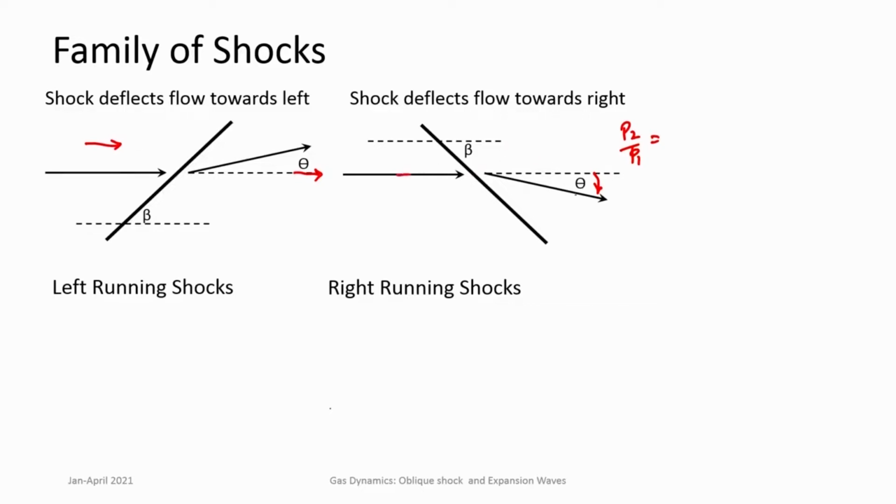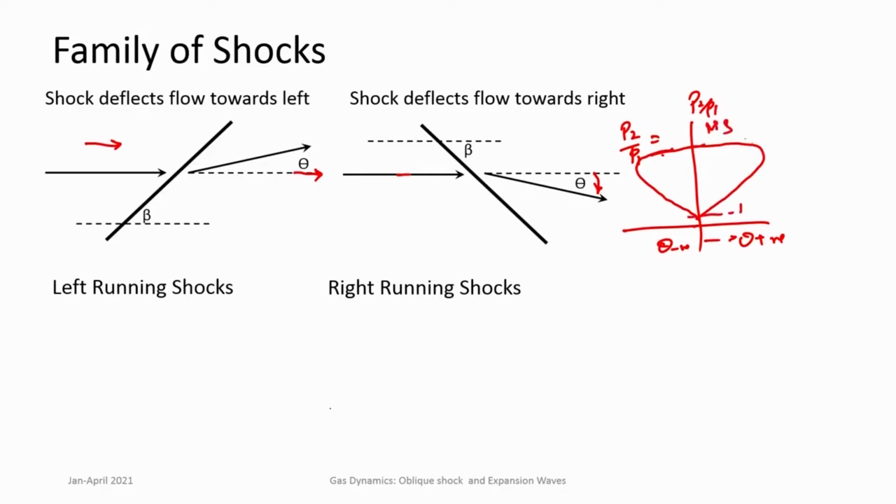But for the flow deflection, if I consider the plot, say I take the left running shocks as positive, so this is theta positive, and I take right running as negative, theta negative, then the pressure deflection diagram P2 by P1 would look symmetric across this. It would be of some kind like this. This is 1, this is the normal shock, and it will be symmetric because pressure ratios remain the same.